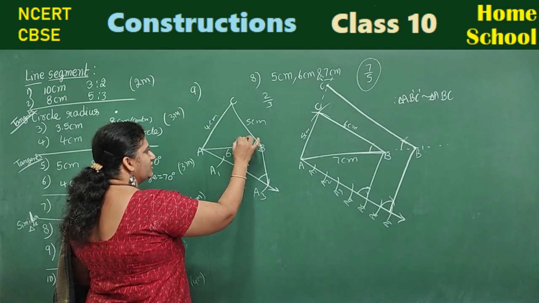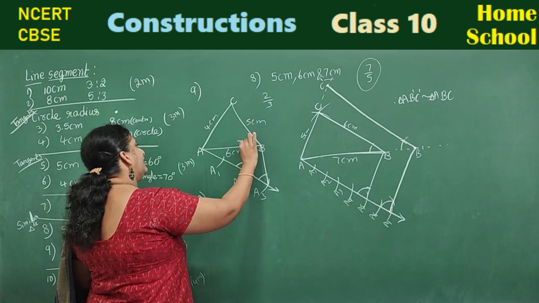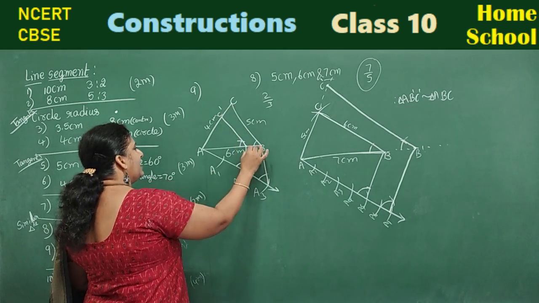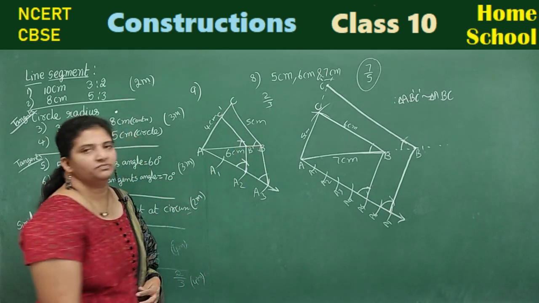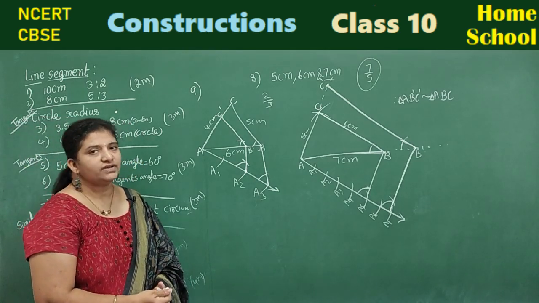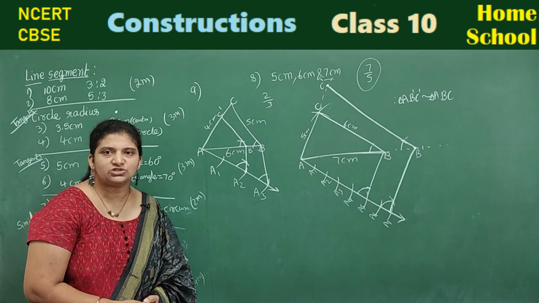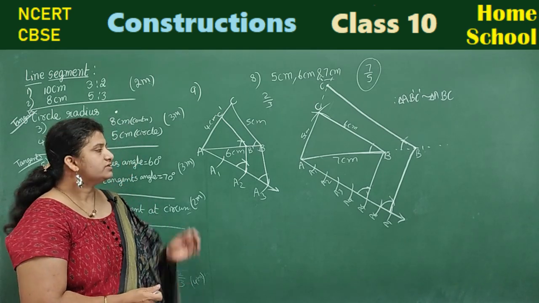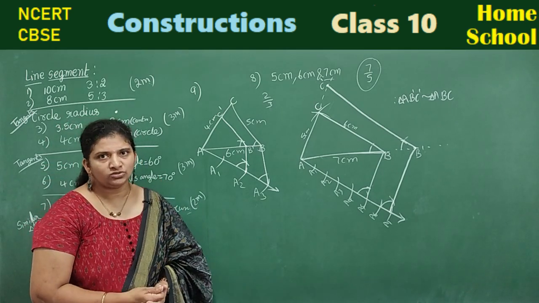Arc, measure, cut, join. C dash and this is B dash. A, B dash, C dash is the required triangle for the corresponding ratio 2:3. Okay, so this is the way we need to do, children.